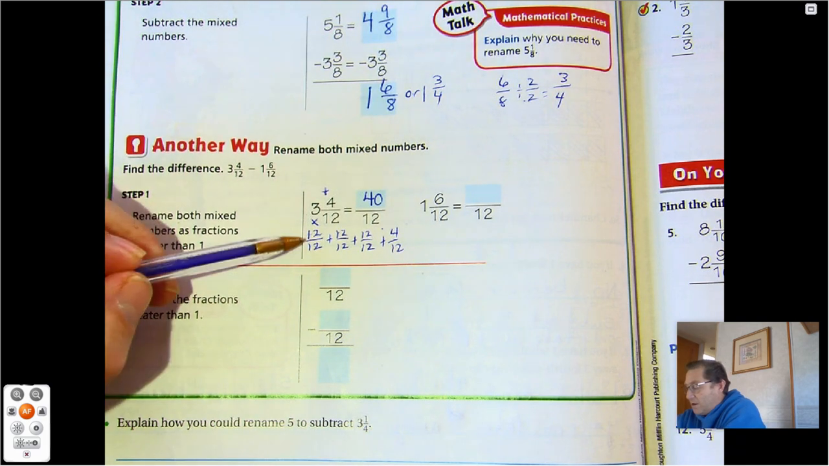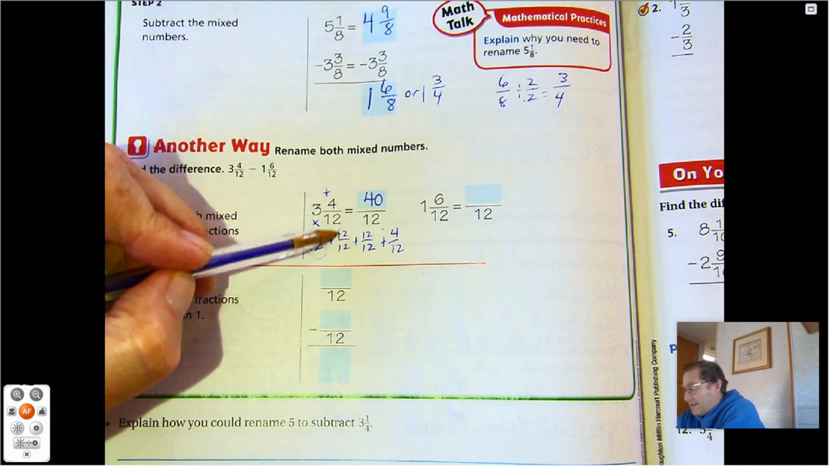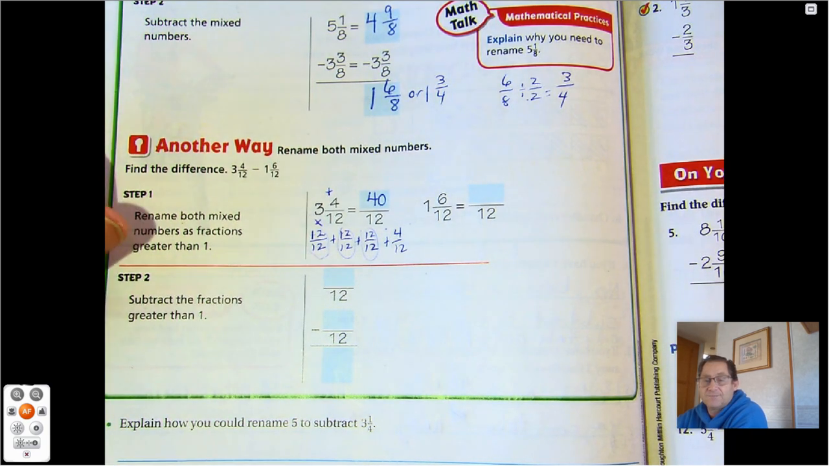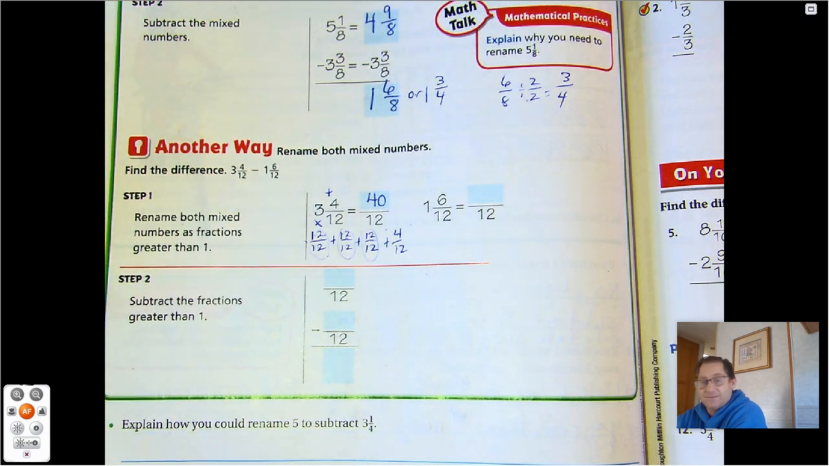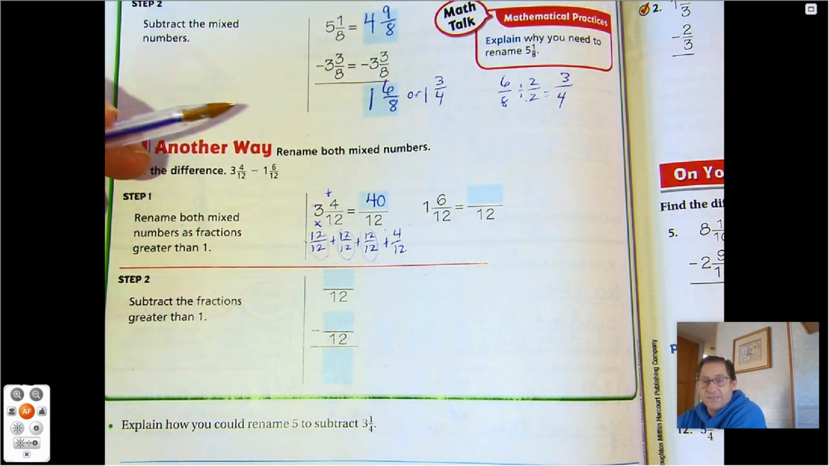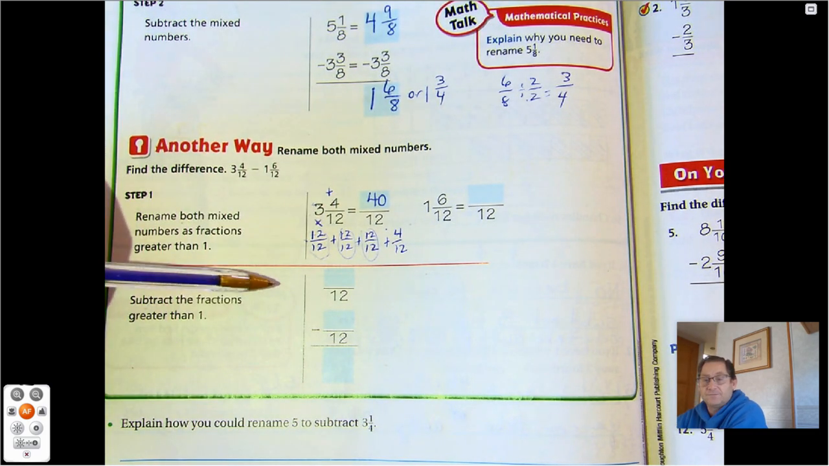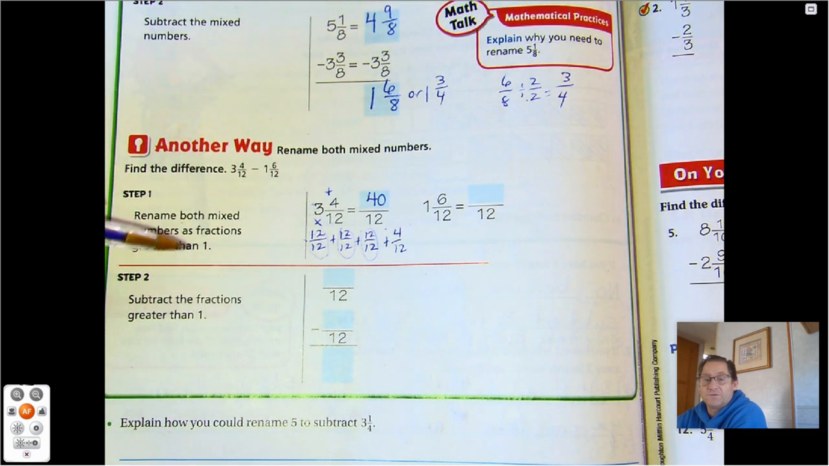Well, because every whole number has 12 1/12 pieces. So 12, 24, 36. 3 times 12, 36. Plus the extra 4/12 gives me 40/12.